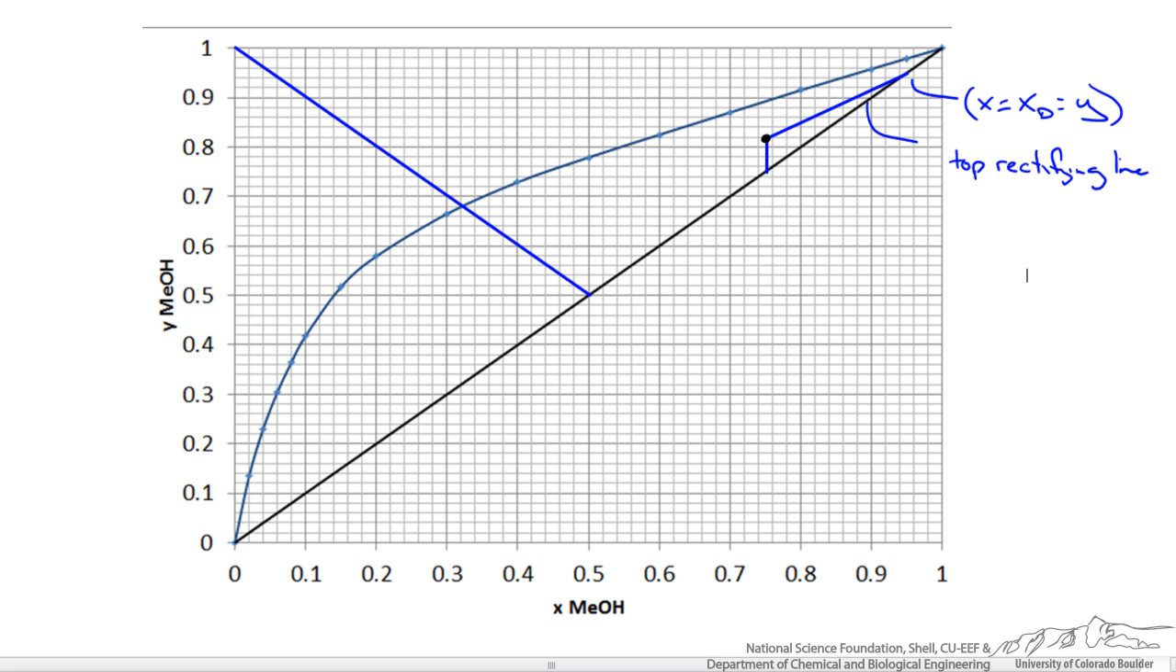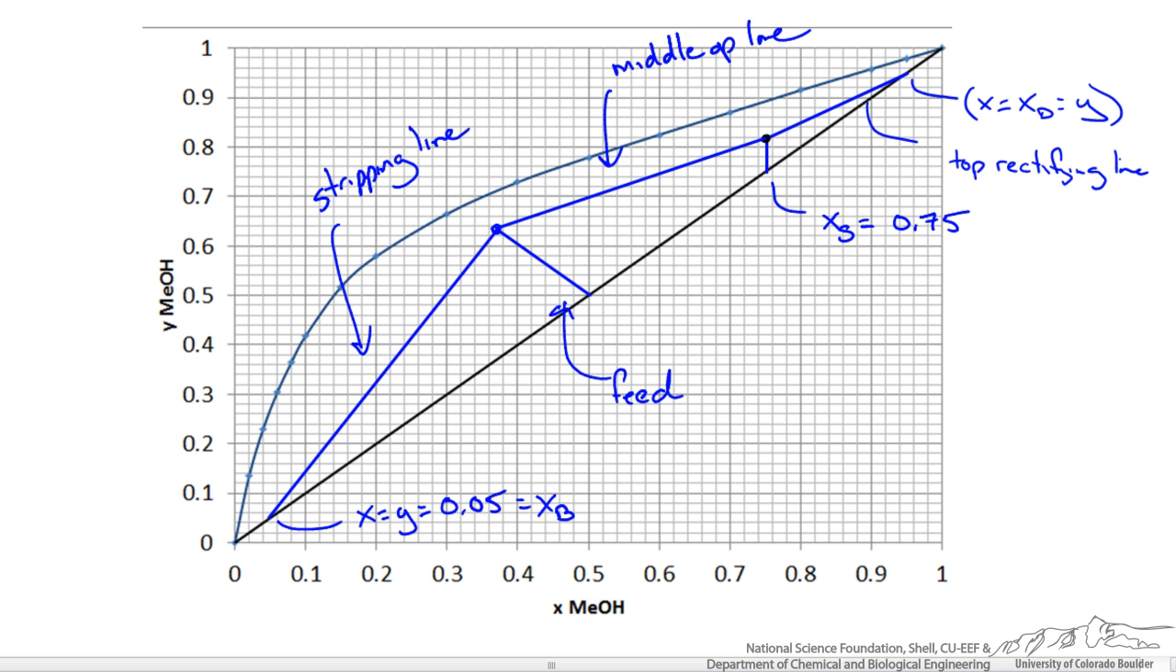We know the slope is 0.47 and our y-intercept is 0.46. Just use the y-intercept. That becomes our middle operating line. And here again, all we care about is that intersection and not necessarily the rest of the line. Same thing with our feed. Then the last line to draw would be our stripping line, and we could do the same thing as we do for other cases. Go from that intercept to our composition on the x equals y line of 0.05. And we've drawn all of our operating lines for this column.